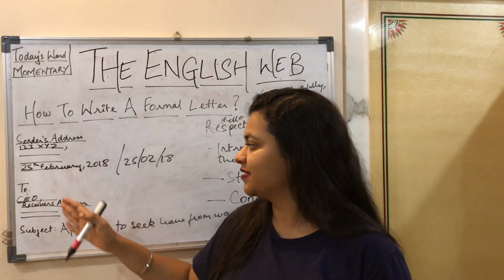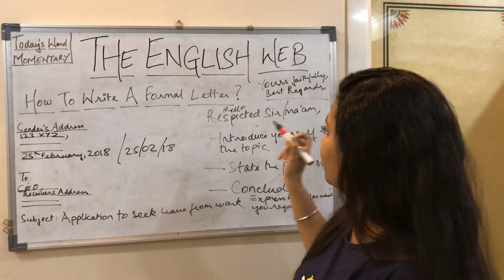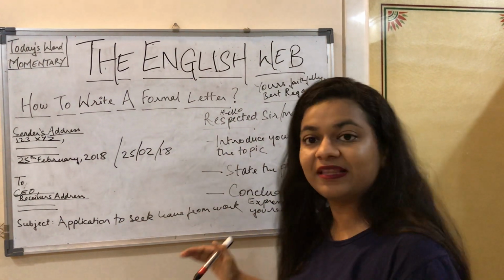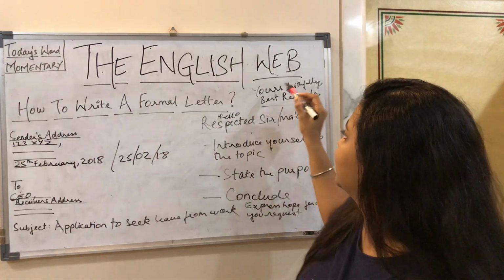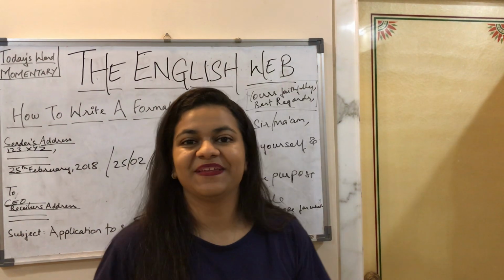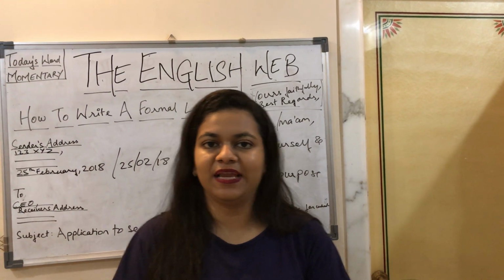You write your address, you write the receiver's address, you write the subject, then you write the salutation, you divide the email into 3 paragraphs, and then you follow it up with this last bit. So I hope that takes care of your need to write a formal letter. This is basically how you write a formal letter.